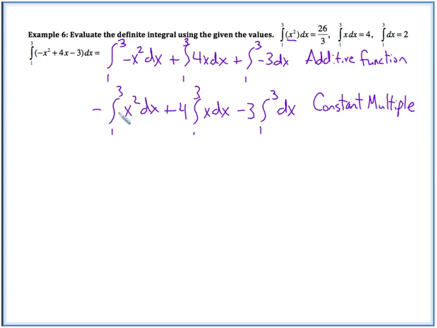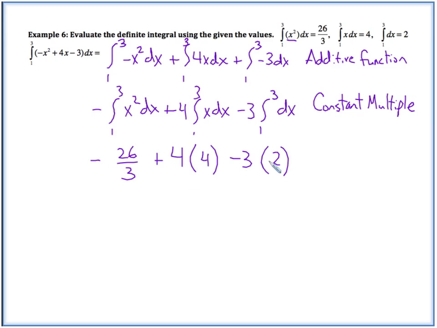So now we know here this is going to be negative. Well, the definite integral of x squared is 26/3. Okay, and then plus 4 times, well, the definite integral from 1 to 3 of x is 4. So 4 times 4. And then minus 3 times the definite integral from 1 to 3 of dx, which is 2.